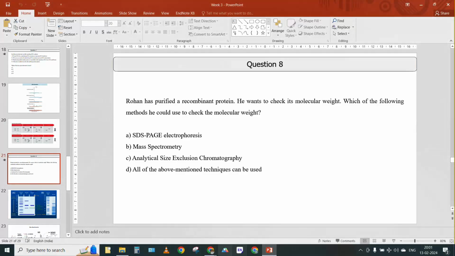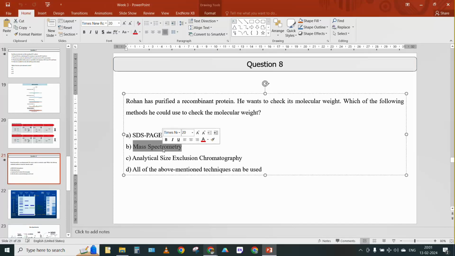Hello, sir. Hello, Ramanathan. So what is your opinion about this question 8? Option D, all of the above. Okay, option D. Anyone else would like to guess? Option B, mass spectrometry. Okay, mass spectrometry. It's clearly visible that molecular weight and mass spectrometry are relatable to each other. That's why you're saying option B.